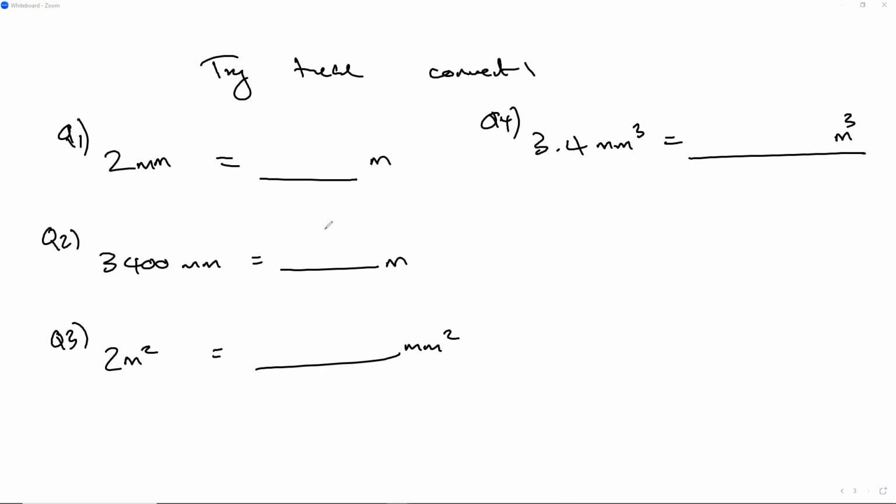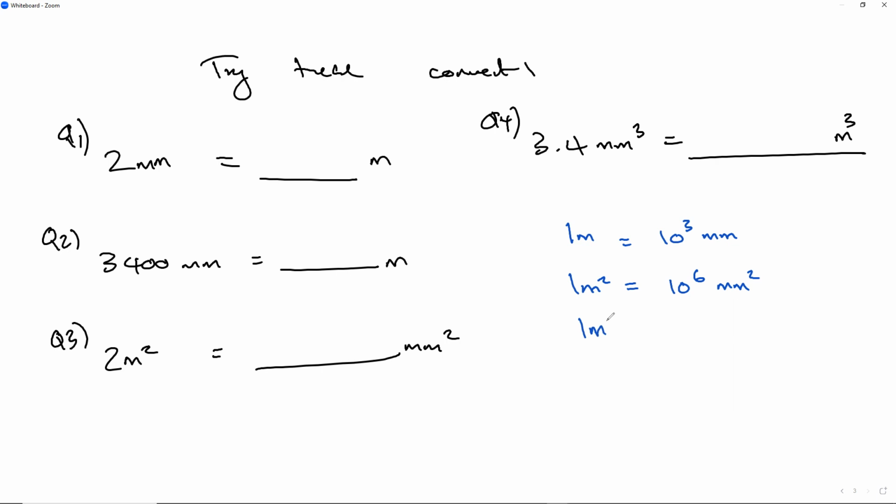So for the first one over here, remember we have to quickly put the conversions down. 1 meter is equivalent to 1,000 millimeters, or 10 to the power of 3. Then we square it, and it becomes 10 to the power of 6 millimeters squared.